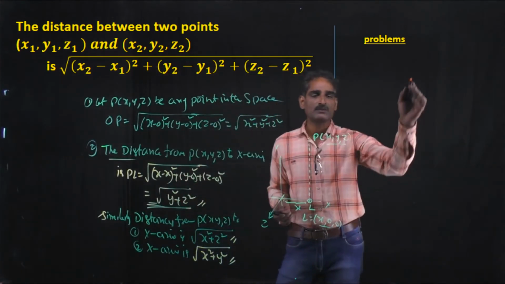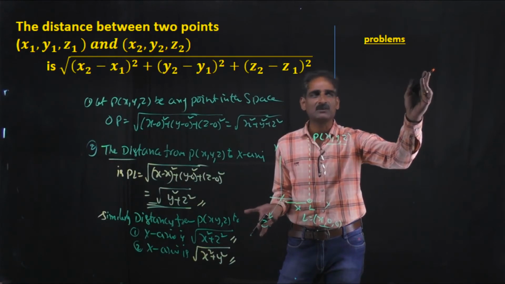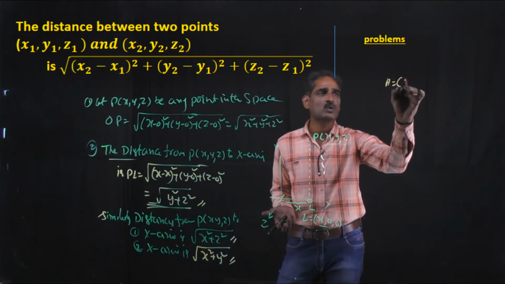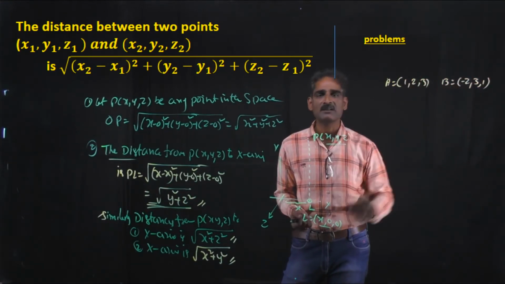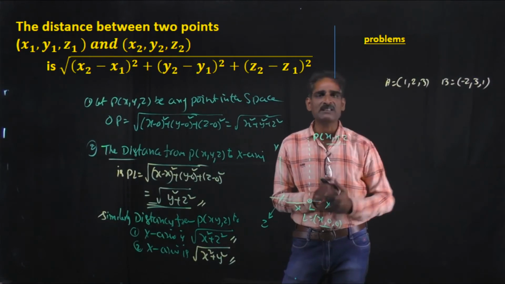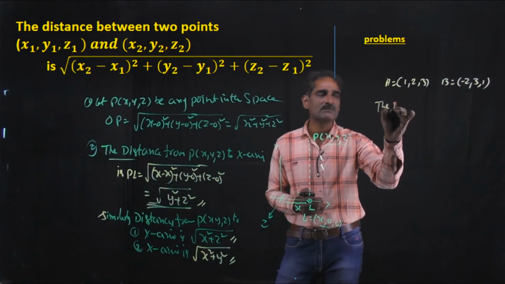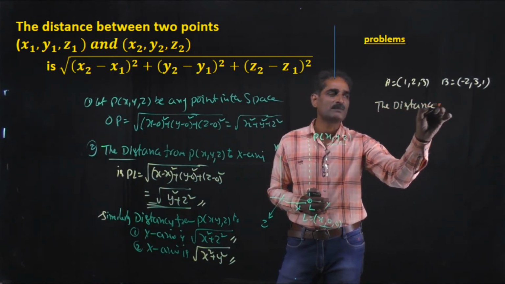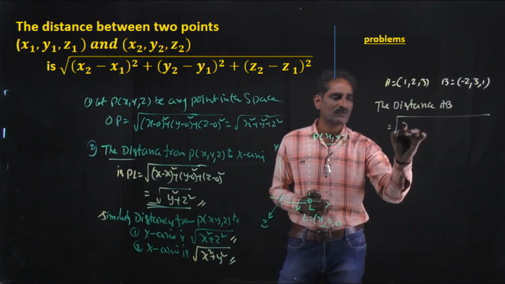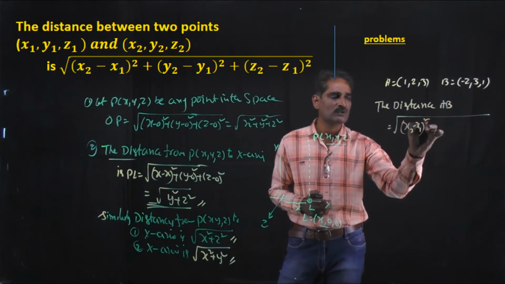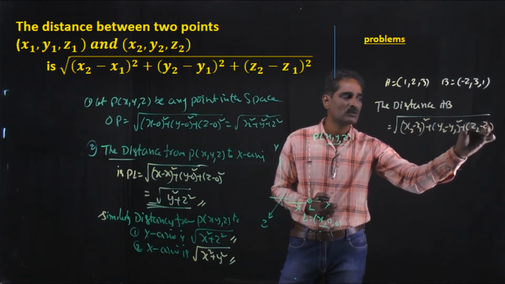Suppose, just write down the problem. Find the distance between the 2 points. Take A equal to (1, 2, 3) and B equal to (-2, 3, 1). These are the 2 points in space. So how can you find the distance AB? The distance AB is equal to, write down the formula: the square root of (x2 minus x1) whole square plus (y2 minus y1) whole square plus (z2 minus z1) whole square.